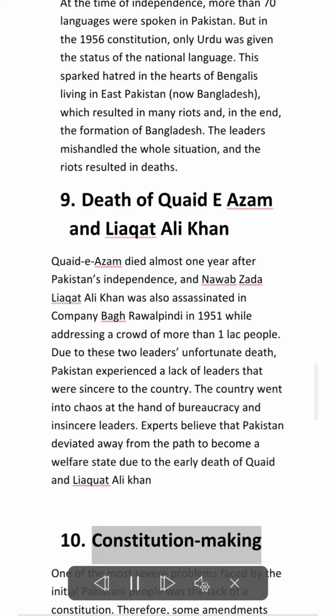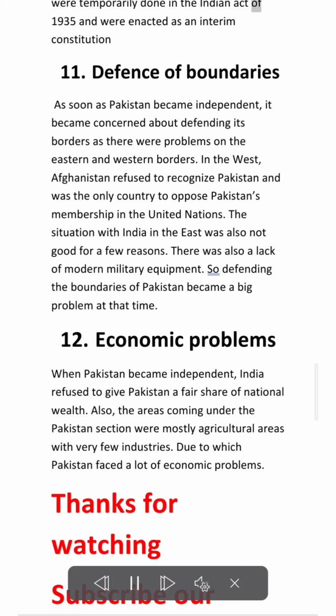Constitution making. One of the most severe problems faced by the initial Pakistani people was the lack of a constitution. Therefore, some amendments were temporarily made in the Indian Act of 1935 and were enacted as an interim constitution. Defense of boundaries.